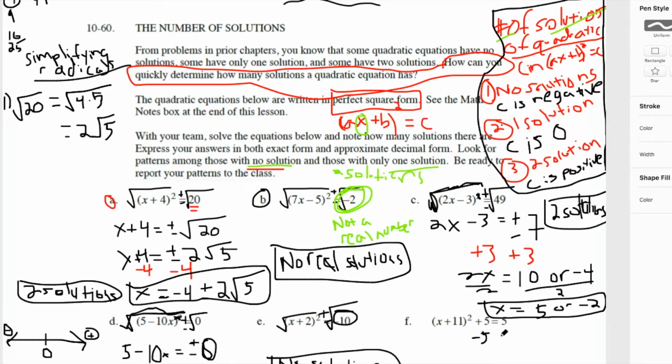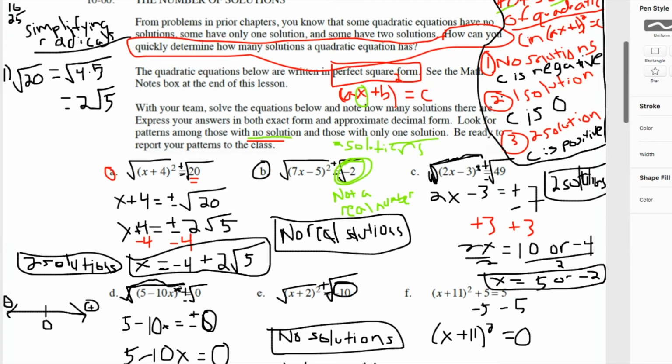So we need to subtract 5 from both sides. And we're going to get x plus 11 squared equal to 0. And using our notes, if C is 0, we're going to have one solution for this. And the answer here, can you tell what the answer is just in your head? What's the only value we can pop in for x there that's going to make the left side equal to 0? That's right. Negative 11 is going to be our solution here.